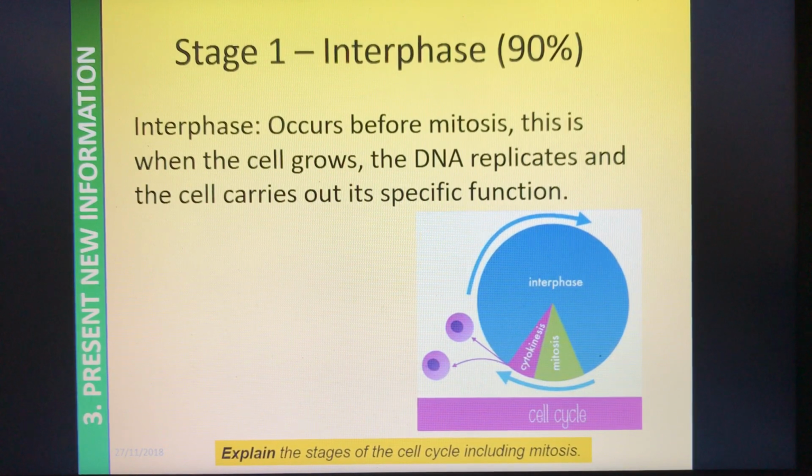So stage 1 is interphase. About 90% of the time cells are in interphase. This pie chart looks a little bit like it's less than 90%, but we'll go with 90%. This occurs before mitosis. It's where the cell is performing its normal function, whatever that might be. If it's a muscle cell, it's all about contracting and relaxing. If it's a nerve cell, it's about electrical impulses passing through it. So whatever it needs to be doing as its normal function, it's doing.